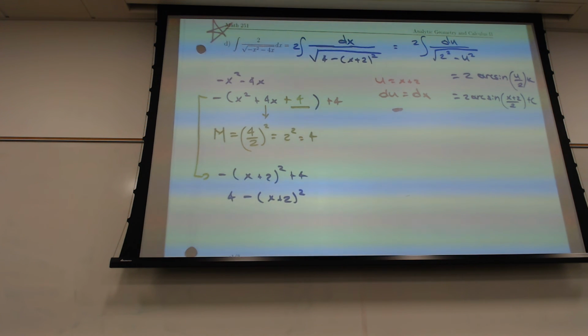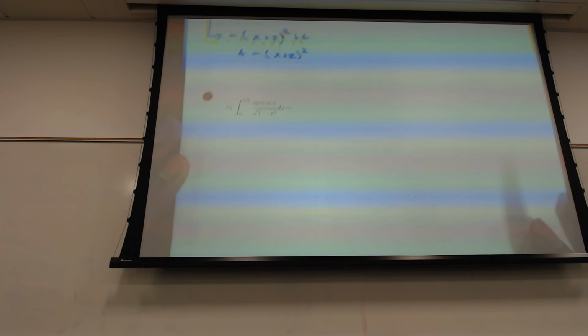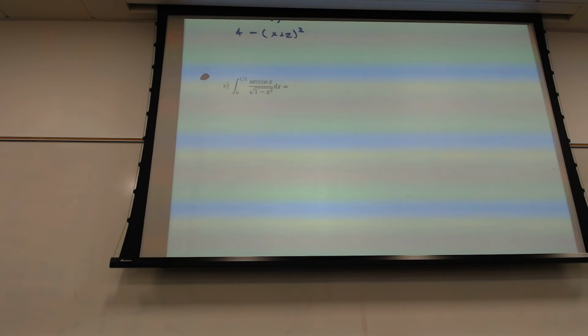All right, for the next one, what do we have? A definite integral. So in this case, we're going to use u-substitution and also work with changing the limits to the new limits. So let's have a look. In this case, we have the integral of arccosine over the square root of 1 minus x squared.